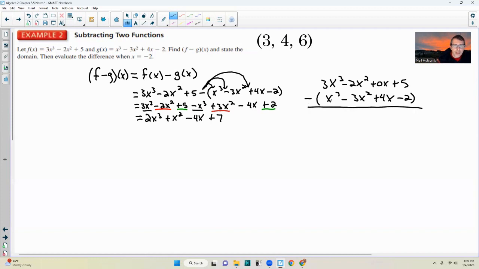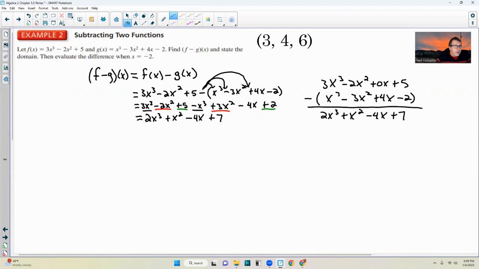So 3x cubed minus 1x cubed is 2x cubed. Negative 2 minus a negative is plus. So negative 2 plus 3 is 1x squared. 0 minus 4 is negative 4x. And 5 minus a negative 2 is 5 plus 2, which is 7. So we get the same answer, but I kind of prefer doing it vertically. And then I don't have to change all the signs and then add. Okay.